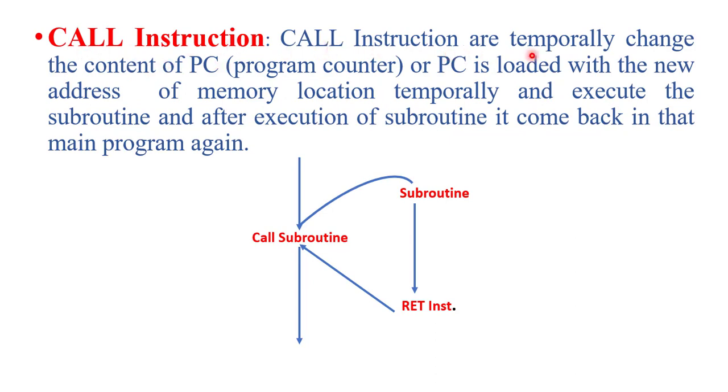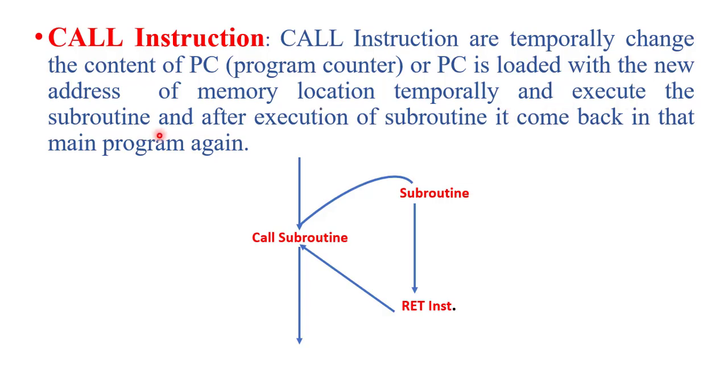Call instructions temporarily change the content of the program counter, whereas in the case of jump instructions the content of the program counter is changed permanently. So in the case of call instructions, the program counter is loaded temporarily with the new address of the memory location where the subroutine is stored, executes the subroutine, and after the execution of the subroutine it comes back to the main program again.